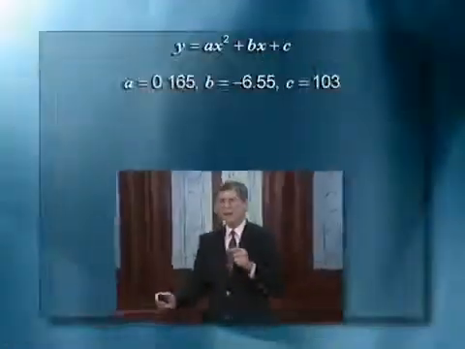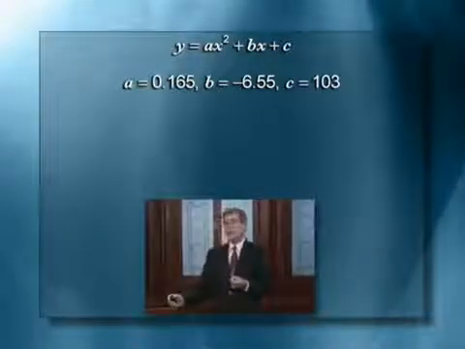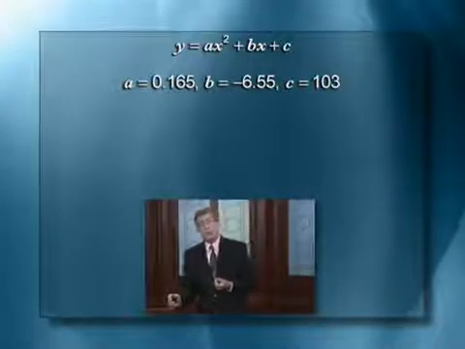I did this on my graphing utility, but you could do it by hand. It's not a very pleasant system to do by hand. The operations to eliminate the variables would be fairly unpleasant. You would enter fraction land, as I like to say. But here's the answer you get. A is 0.165, B is minus 6.55, and C is 103.